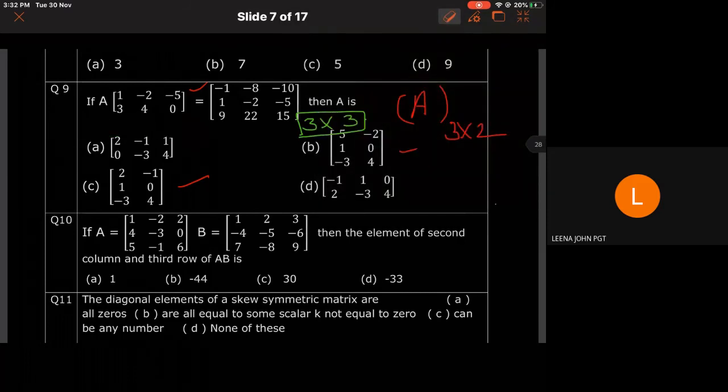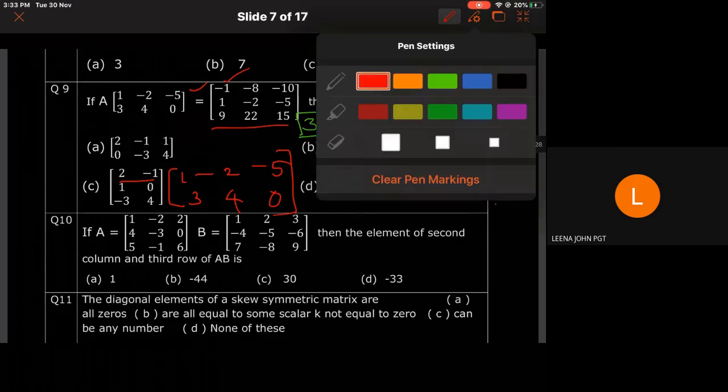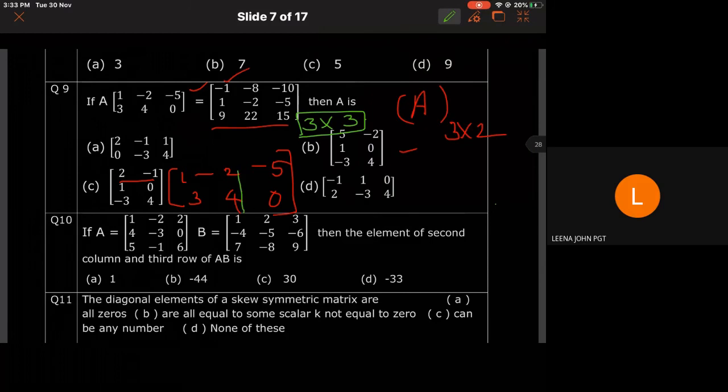Okay, so first I am taking this matrix, option C. I am multiplying with this 1 minus 2 minus 5, 3 4 0. When I multiply, whether I am getting this right side matrix or not. 2 into 2 minus 1 with 1 3. So it is 2 minus 3, minus 1, is correct. Then 2 minus 1 into the next one, this minus 2 1. So 2 into minus 2 is minus 4 minus 4. So this is also correct.